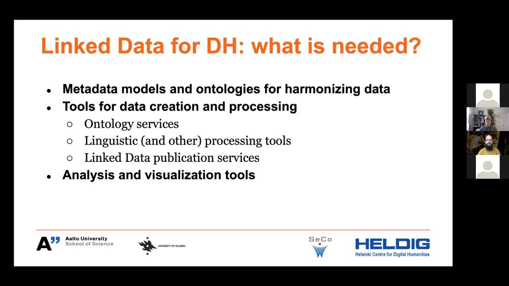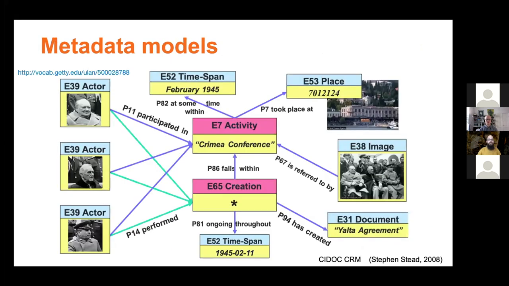So now I will briefly go through these different points. Metadata models, for example, here we can see one example. This is called CIDOC CRM. This is an event-based data model, which can be used for describing quite many different kinds of information items. So it means it's very general, so it's suitable for many cases. For example, here we are describing an event called the Crimea Conference.